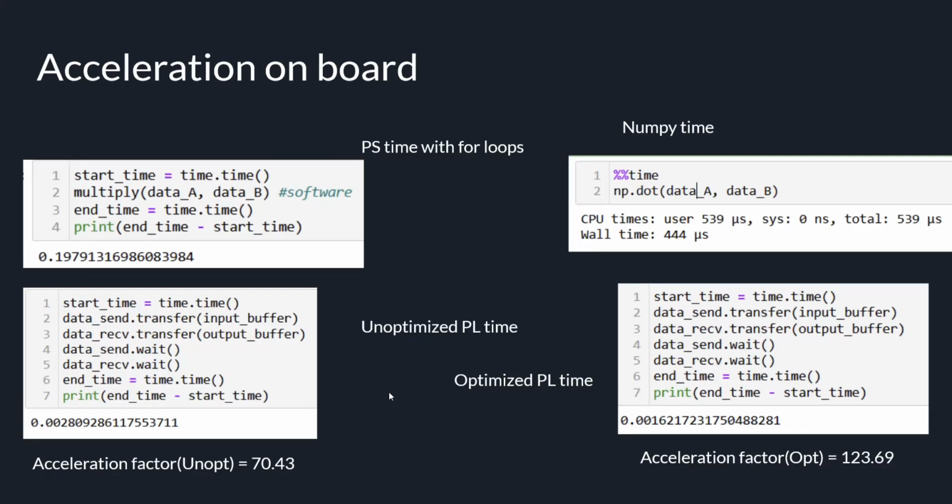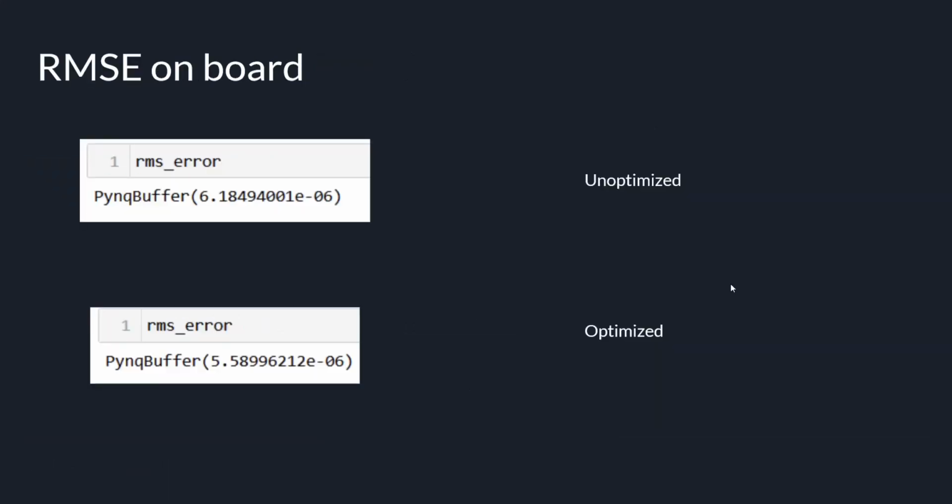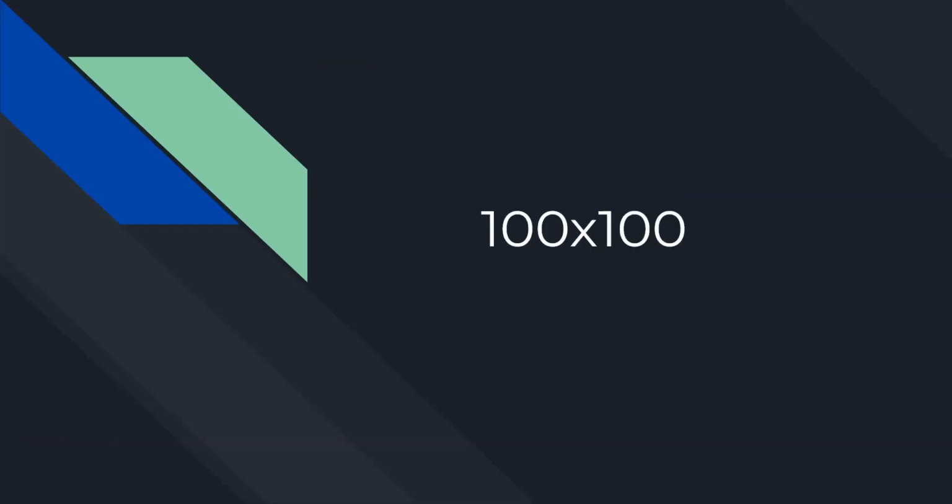Then we can look at the acceleration factor on the board. We can see the PL time and the PS time. So the acceleration factor was around 70 for the unoptimized version and around 124 for the optimized version, and we still could not beat NumPy. The RMS error on the board was also similar.